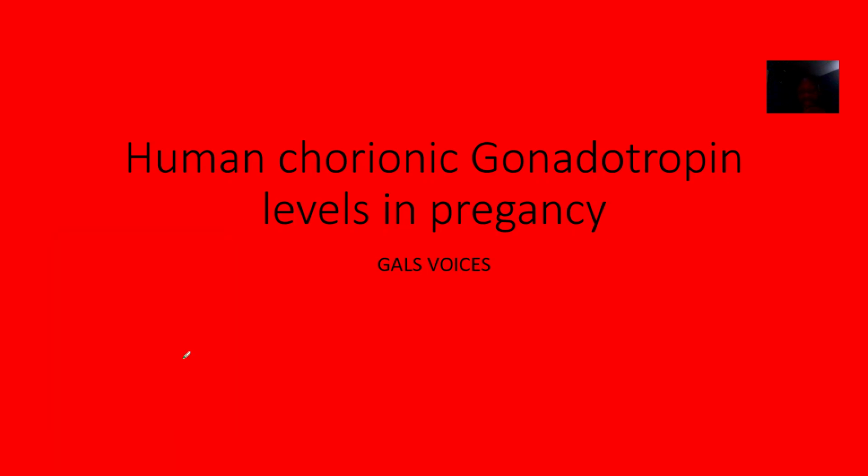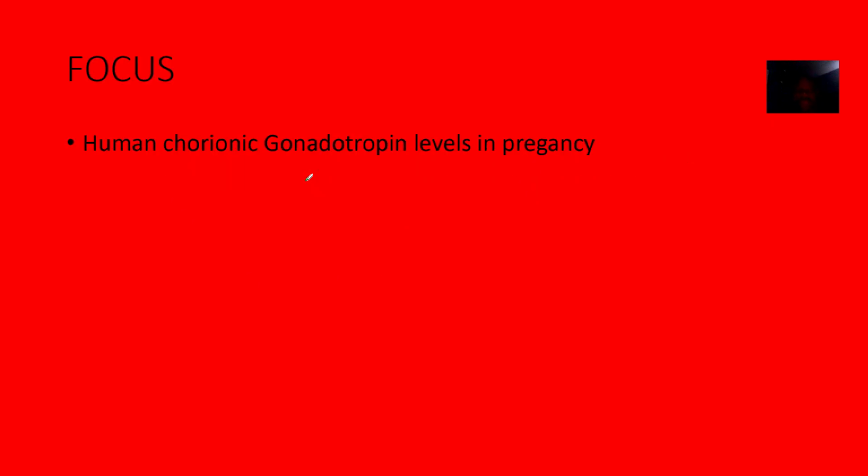We'll talk about a very important hormone in pregnancy, and we'll try to establish how these hormone levels increase in pregnancy and how they come down. Of course, this forms a basis for tracking the progress of pregnancy to see how well things are going. So this is the human chorionic gonadotropin.